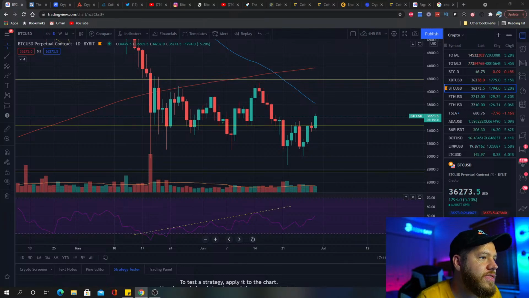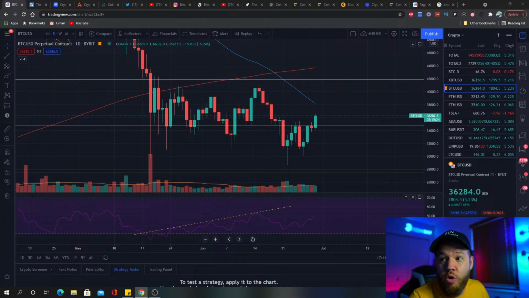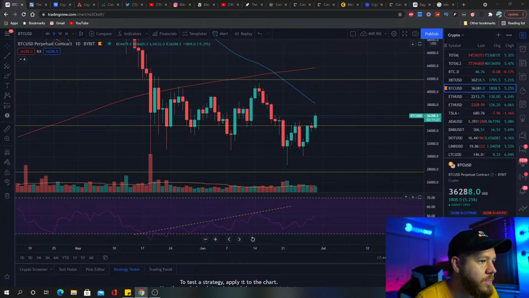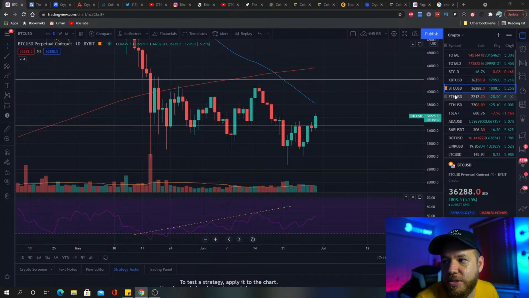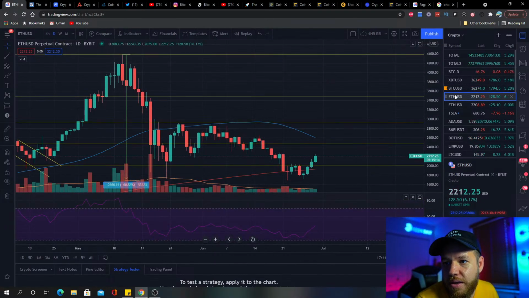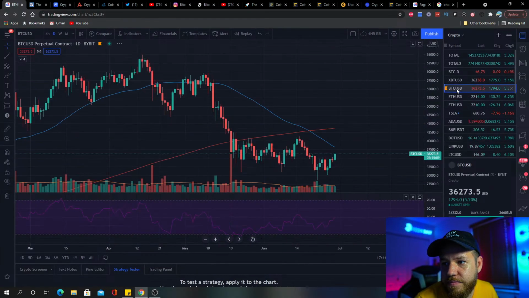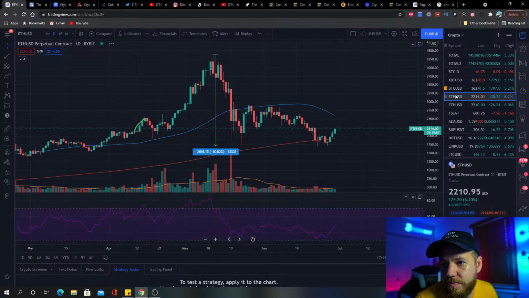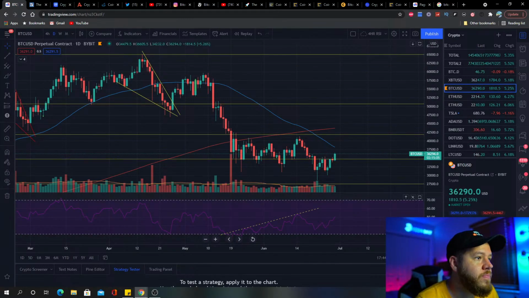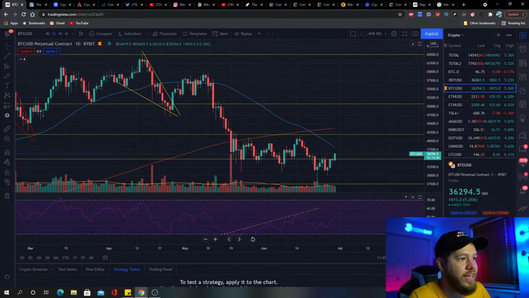The daily on Ethereum looks exactly like the daily on Bitcoin. That's why right now, for this moment, I'm not looking at it. If you swap between them, Bitcoin and Ethereum basically look exactly the same. So why spend time looking at the same chart twice? You only need to look at one chart.